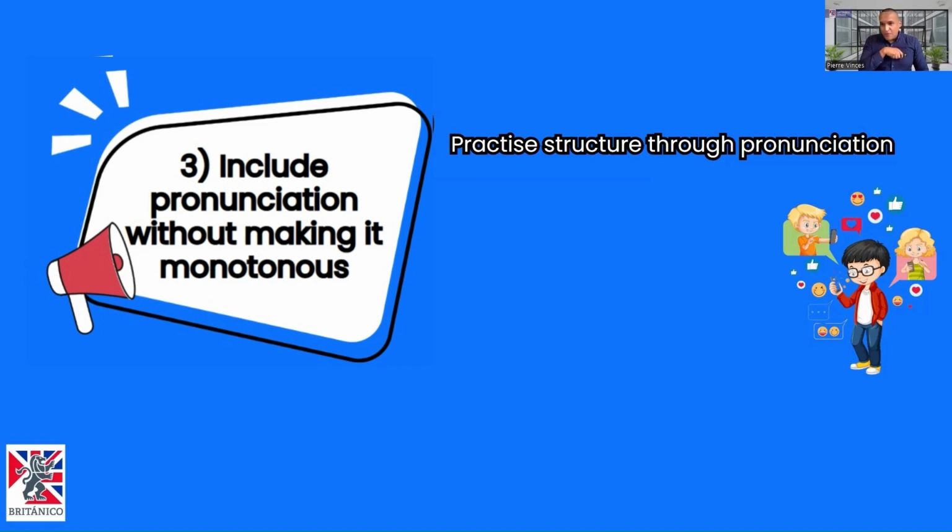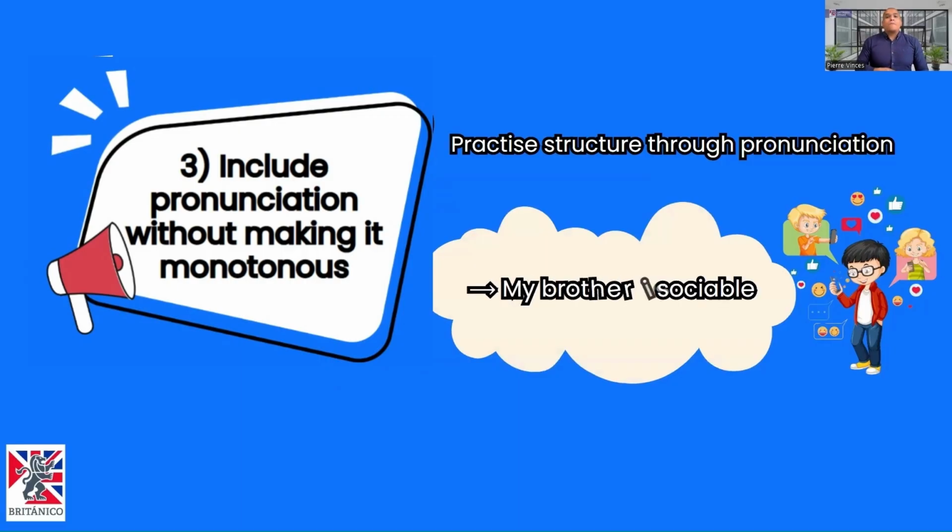Look at the boy and the images around. Right. My brother is sociable. Right? This is the sentence. How can we practice grammar here or structure? We can make use of symbols. For instance, this one. This is another one. I'm sure you notice this is negative and this is question.